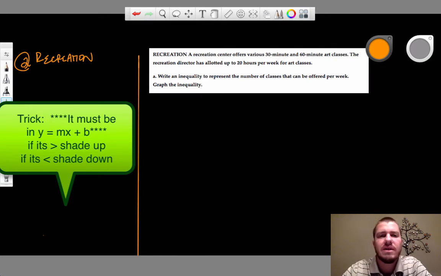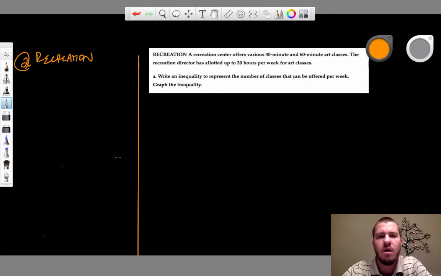Okay, so this is a word problem, and you have to come up with the inequality first and then graph it. So a recreation center offers various 30-minute and 60-minute art classes. The recreation director has allotted up to 20 hours per week for art classes. Write an inequality to represent the number of classes that can be offered per week. Graph the inequality. You first have to label your variables, and in this one you're going to have two variables.